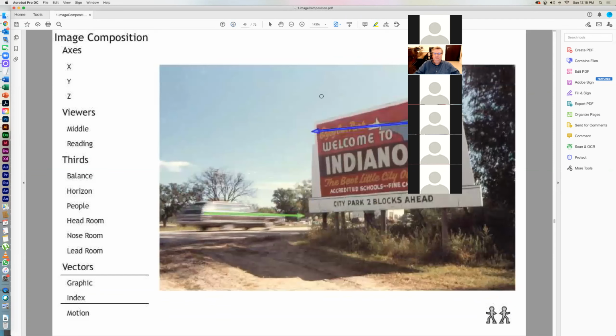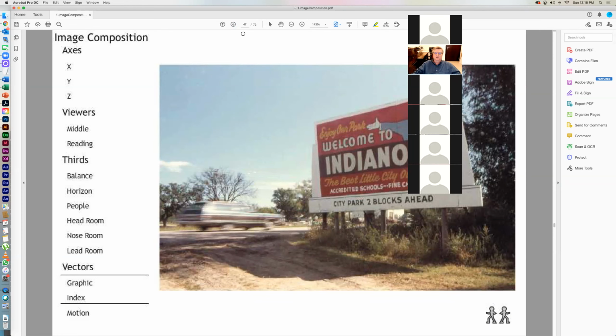Okay, this is one of my favorites. This has an index vector, which is the man's hand, bringing us across the image this way. And then this green is a motion vector, and the car motion brings us back. So what we end up doing is circling in this image, and it gives it a balance, and it makes it dynamic. And yes, this is from like 1981. That's how old this picture is.